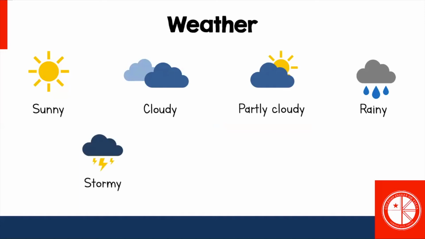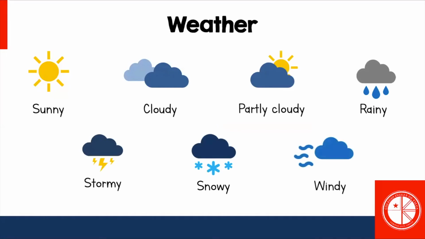We can say that the day is stormy when we have a lot of clouds, we have rain, we have lightning, there's a storm outside. We can also say that it's snowy when everything outside is white and we have some snowflakes. And lastly, we can say the day is windy when there's a lot of wind and the trees move and it's a bit chilly.